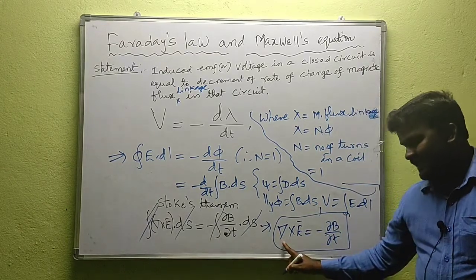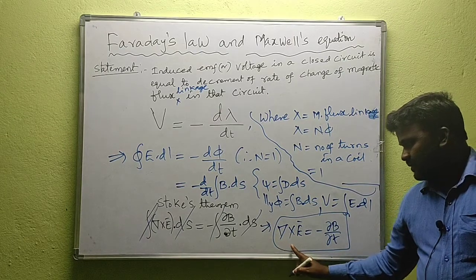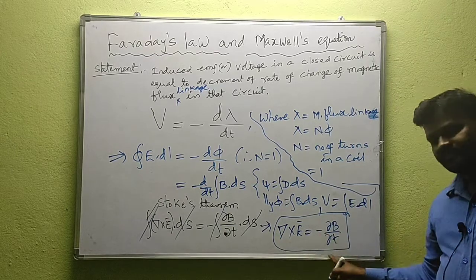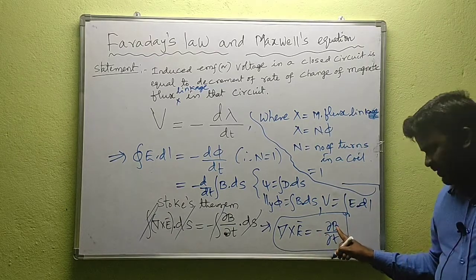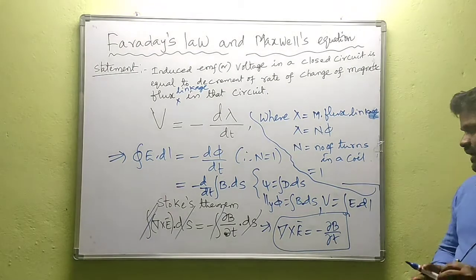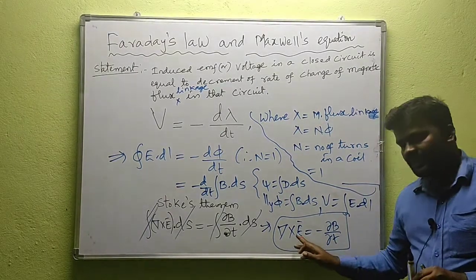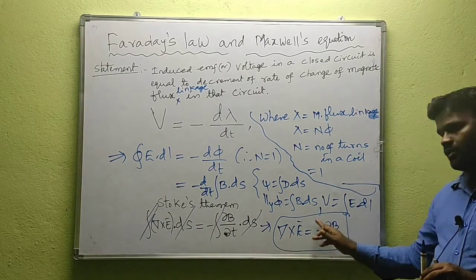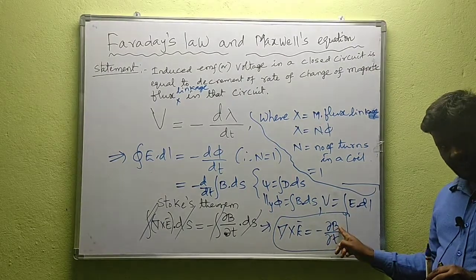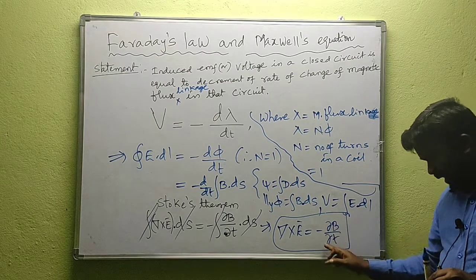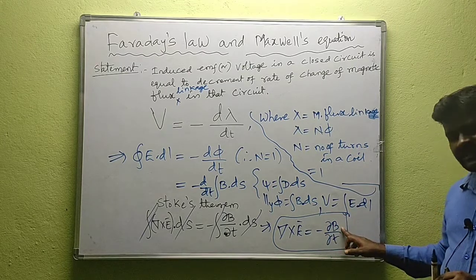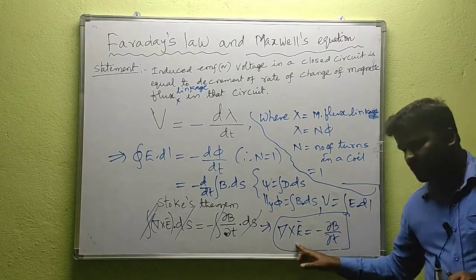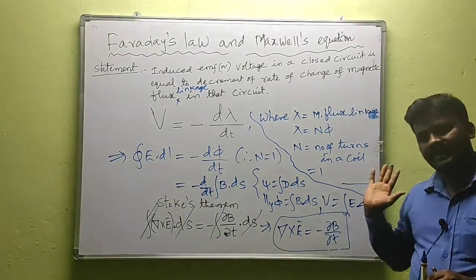Means what? Change in the E with respect to space leads to what? Change in the magnetic field with respect to time. Means what? Change in the E with respect to space leads to change in this B, or else time rate of change of the magnetic flux density produces, or else time rate of change of the magnetic field produces what? Space rate of change of electric field intensity.